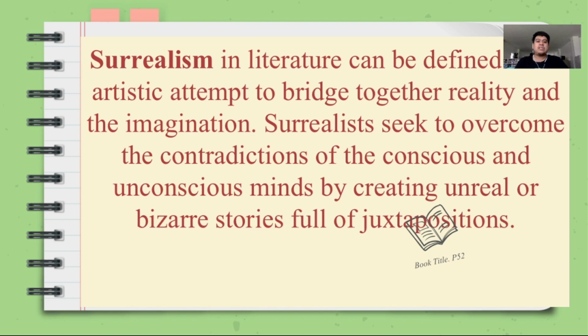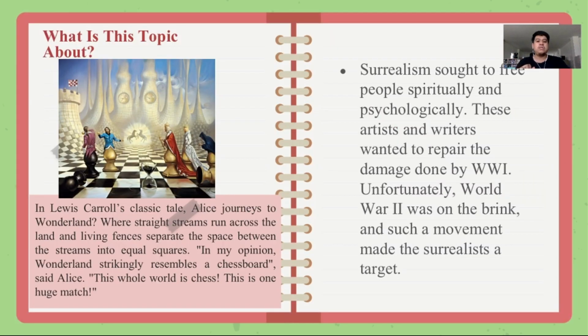So it contradicts the conscious and unconscious minds by creating unreal or bizarre stories, purely fictionalized. But still, there are just juxtapositions because there might be two contrasting things, but we can see it as a whole, just like the yin and yang, the balance of life. There could be some good side of us and bad side of us, which make us a whole thing, and that is also in surrealism. A perfect example for surrealism could be Alice in Wonderland and the Wizard of Oz. Okay?